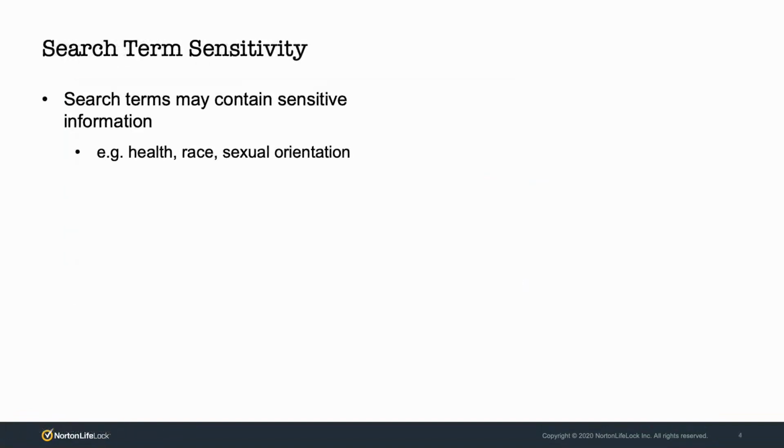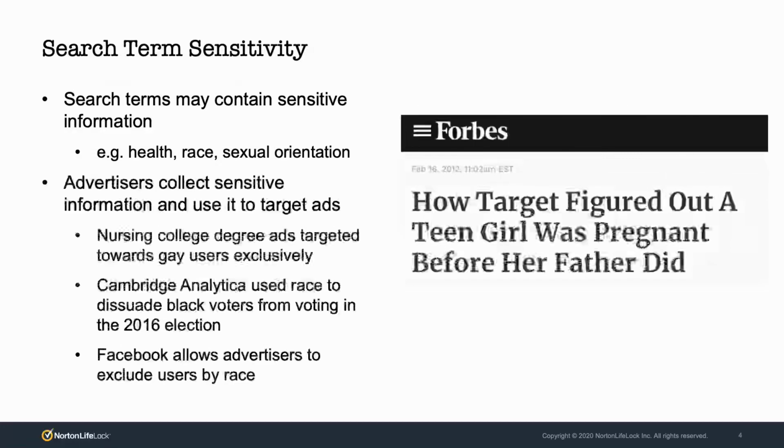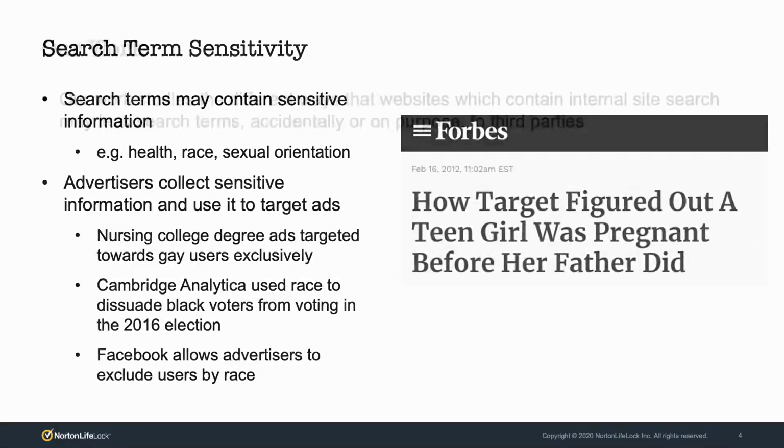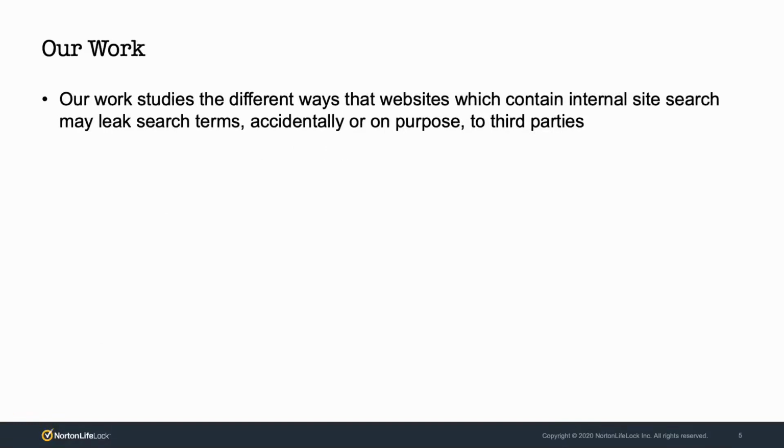It is well known in the literature that search terms may contain sensitive information, for example, health, race, and sexual orientation. It's also known that advertisers collect sensitive information and use it to target ads. For example, Cambridge Analytica used race to dissuade black voters from voting in the 2016 election, and there are numerous other examples. Our work studies the different ways that websites which contain internal site search may leak search terms, accidentally or on purpose, to third parties.